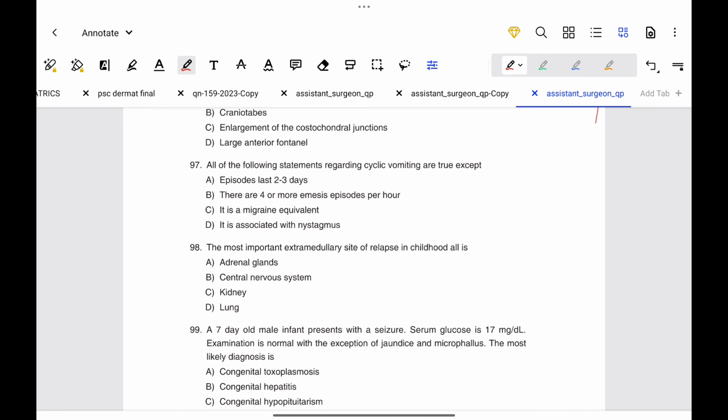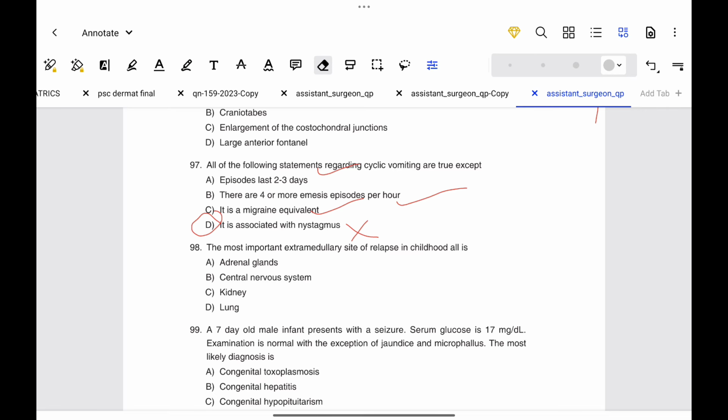Which of the following statements regarding cyclic vomiting are true except: its episode will last 2 to 3 years? It is correct. There are 4 or more emesis episodes per hour. Correct. It is a migraine equivalent. Correct. It is associated with nystagmus. False. Option D is the answer.